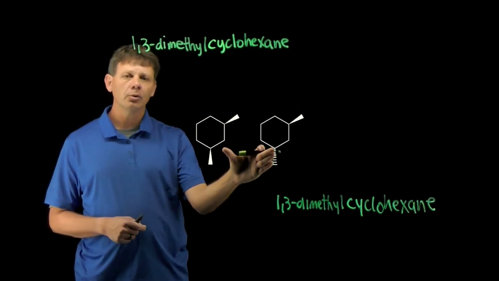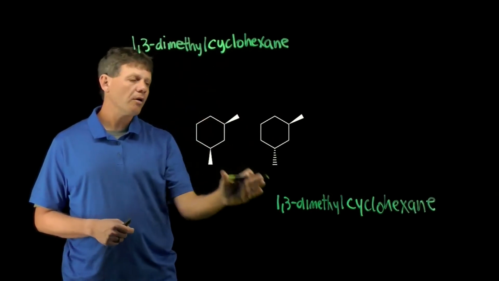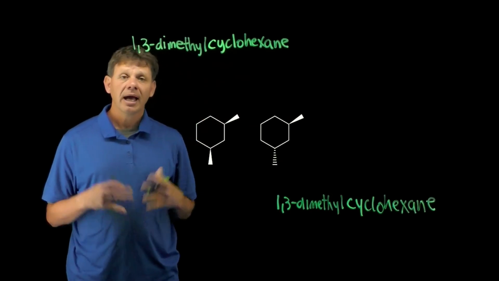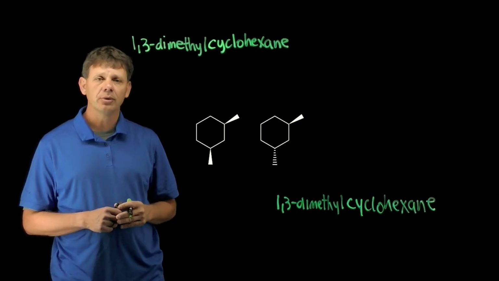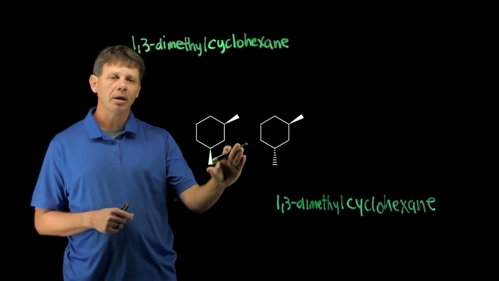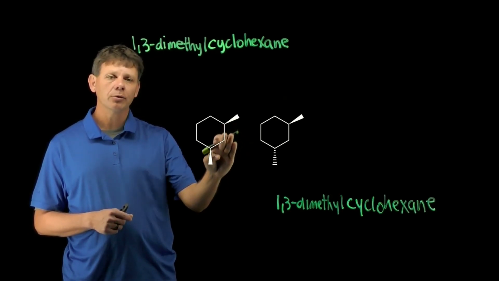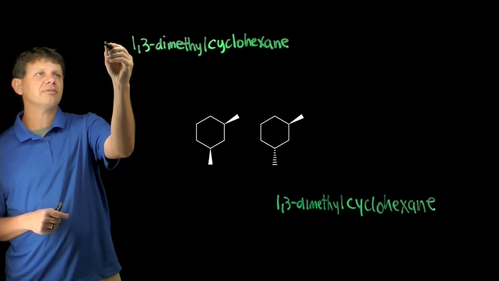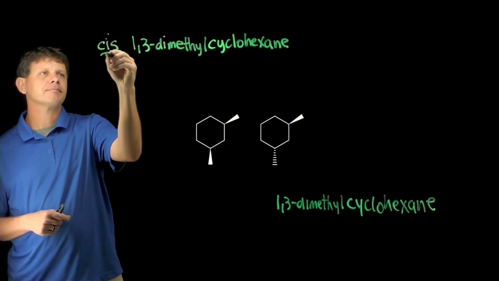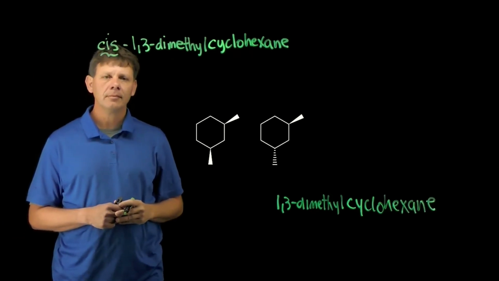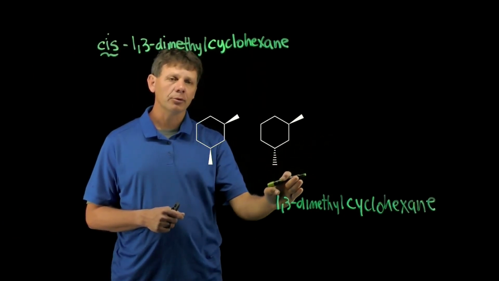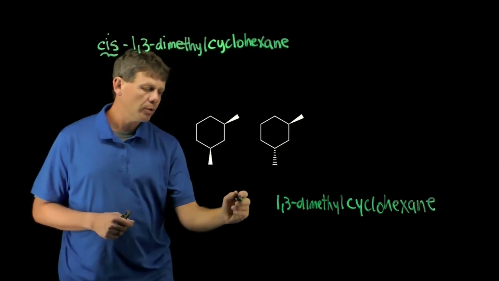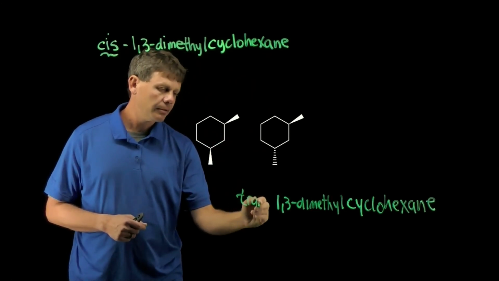Now, these two molecules are different, and yet so far they have identical names. How do we distinguish between those two names? Well, we recognize that in the molecule on the left, the two methyl groups are on the same side. For that, we're going to call this cis. Over here, the two methyl groups are on opposite sides. We will call that trans.